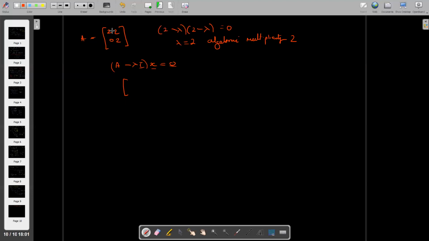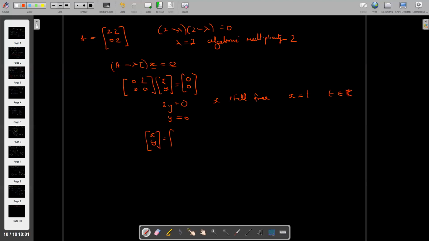So if I take 2 off the diagonal, it's going to give us [0, 2; 0, 0] times (x, y) equals (0, 0). So from this, we're going to end up with 2y equals 0, and so y is equal to 0, but x is still free. So we can have x equal to t, where t is some real number. So (x, y) is equal to (t, 0). Then we could factor out the t and get (1, 0).